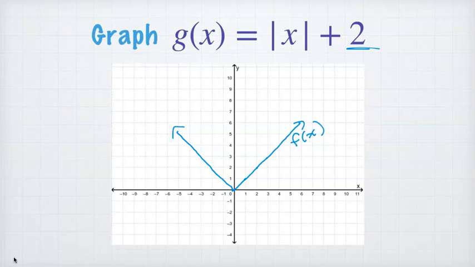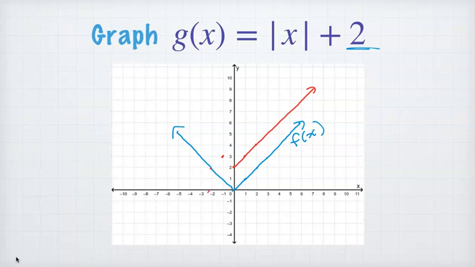So instead of 0, 0, I'm just going to take this point here and move it up to 0, 2. Instead of 1, 1, I'll be at 1, 3. Instead of 2, 2, I'll be at 2, 4. So if I keep that pattern going, this red g of x line on the right will go like that. On the left, same game. -1, 1 becomes -1, 3. I'm just adding 2 to the original point.